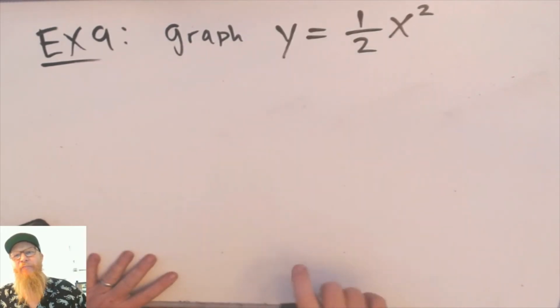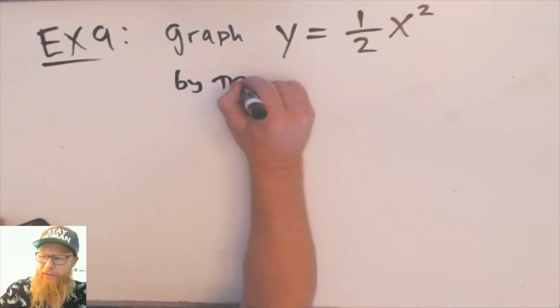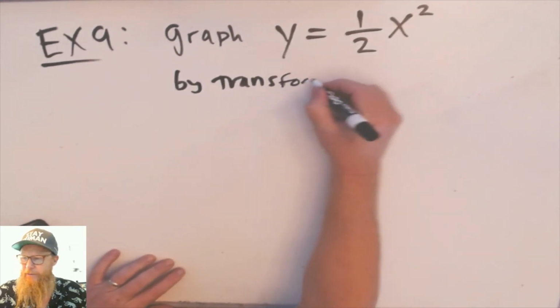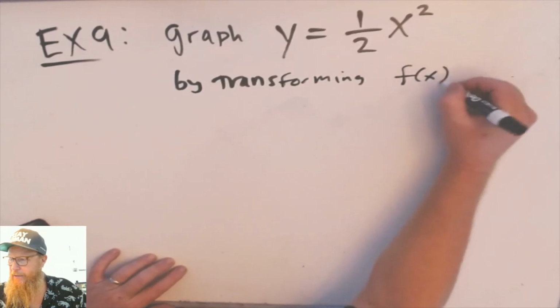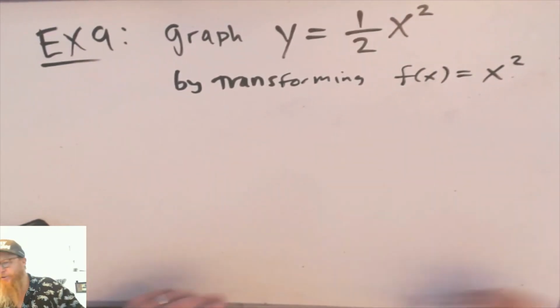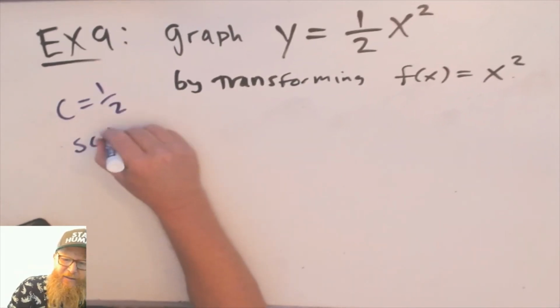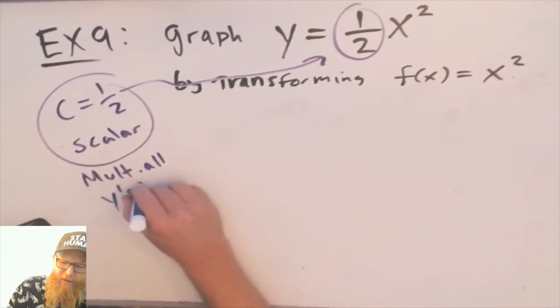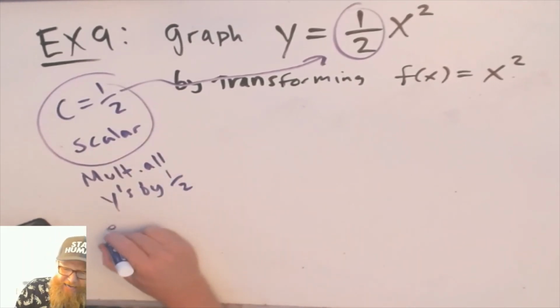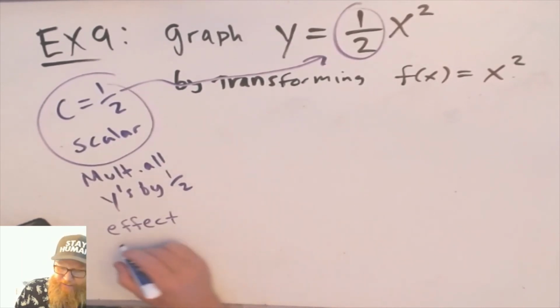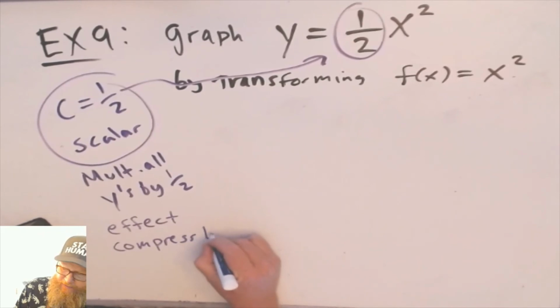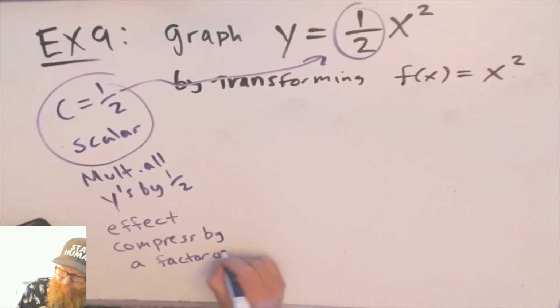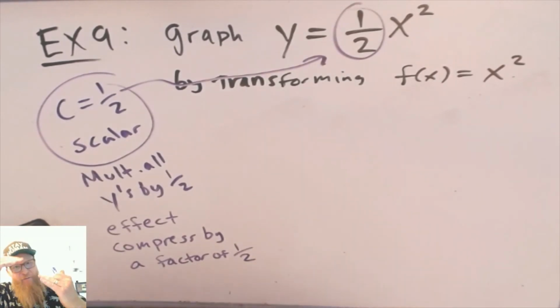So this is 1/2 x squared by transformations. Transforming f of x equals x squared. Here's your c. That's your scalar. So we're going to multiply all the y's by 1/2. The effect is it compresses by a factor of 1/2. It's going to become half of its original height. The effect is it affects the y values.